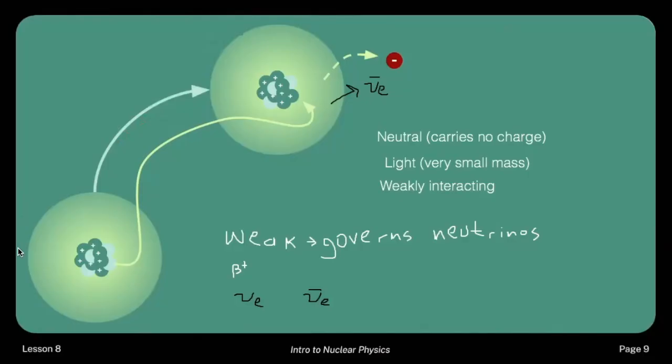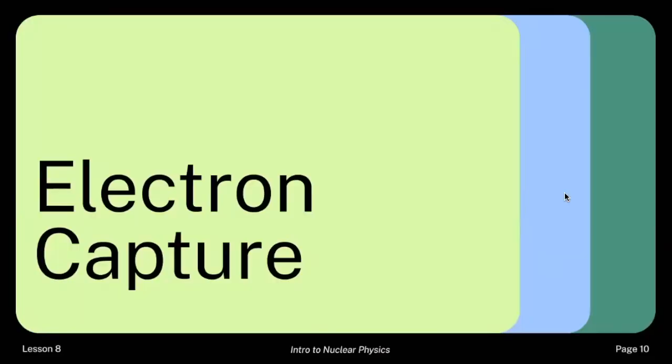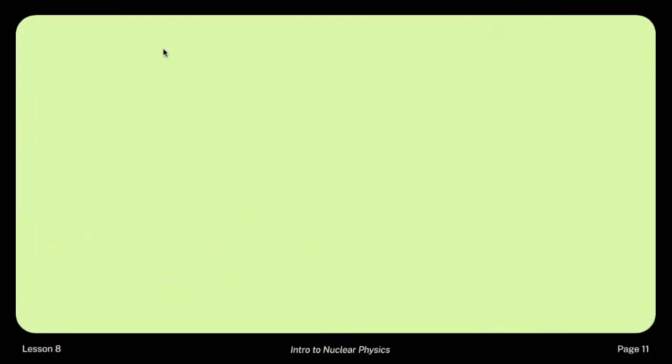So the last thing that we want to cover before going into those examples is the idea of electron capture. The first thing I want to know is when beta plus decay occurs.